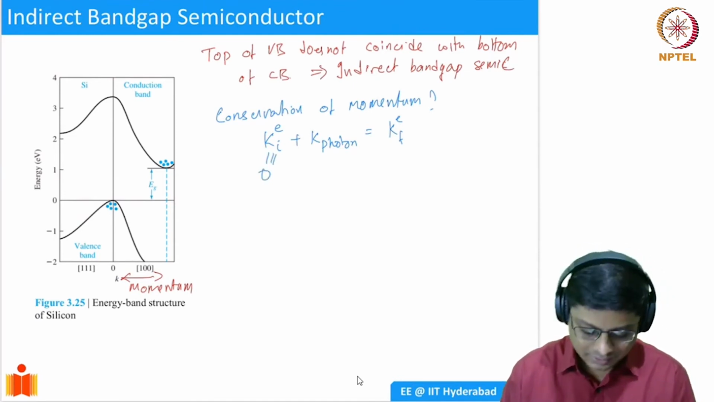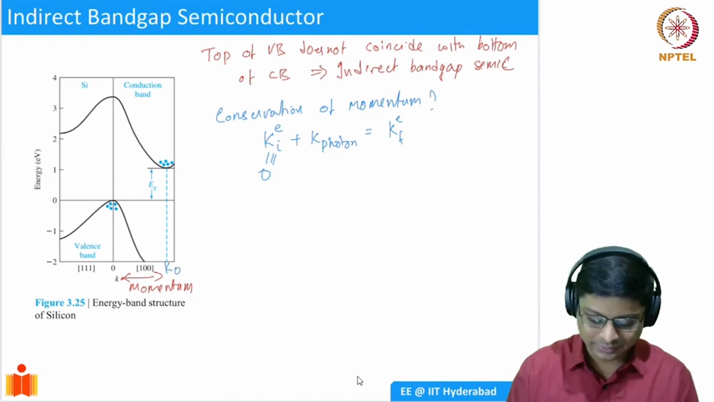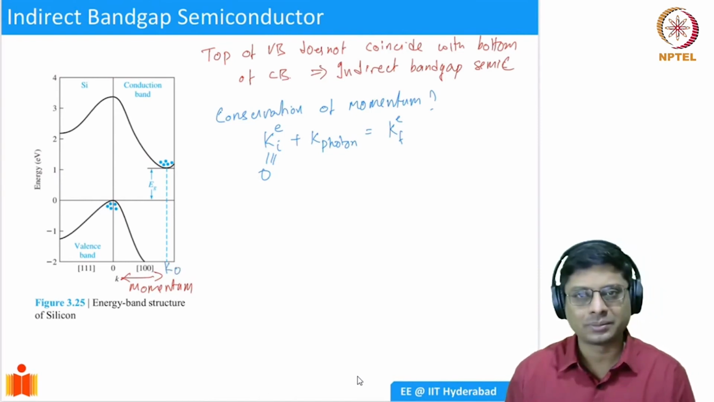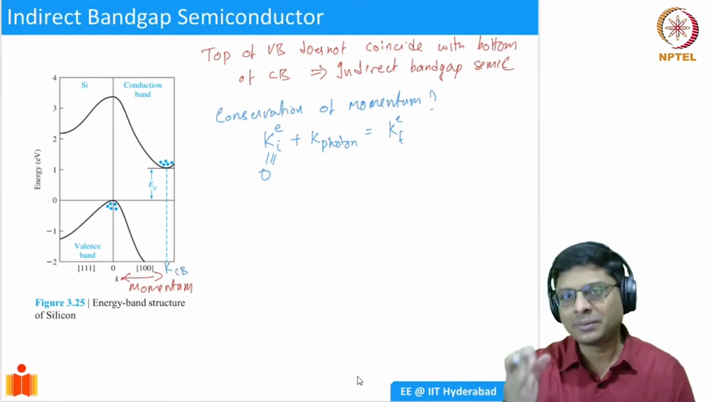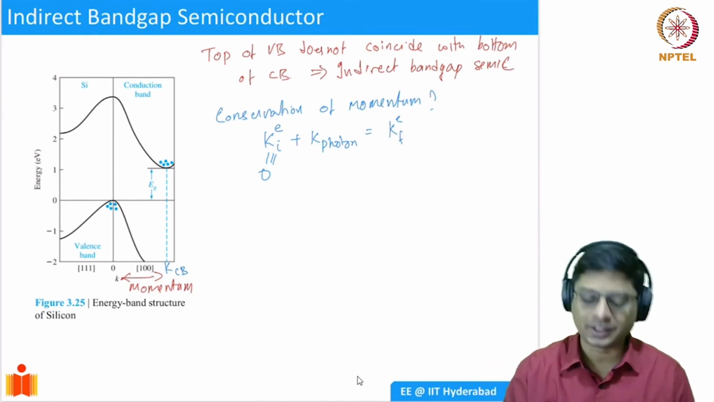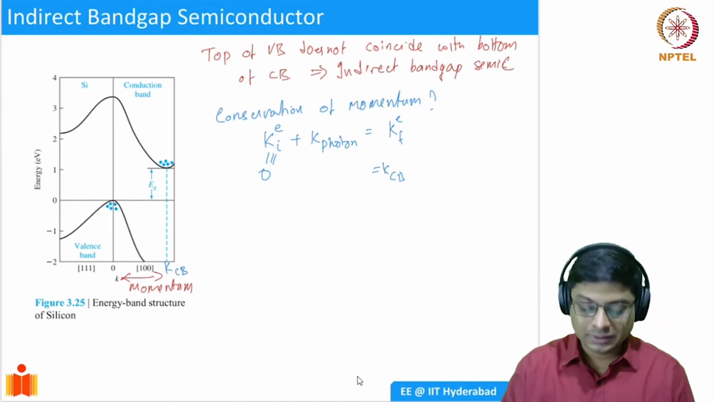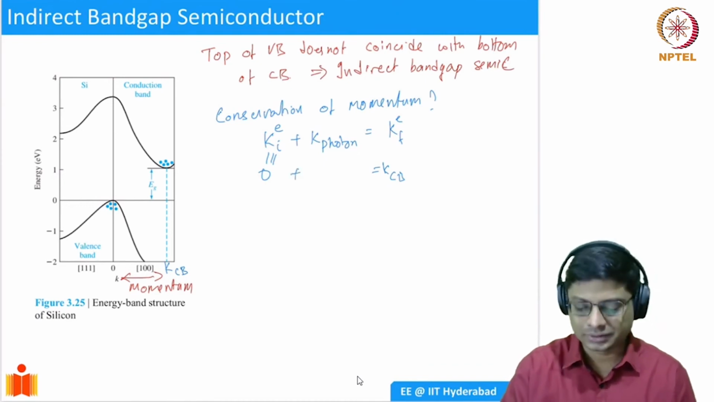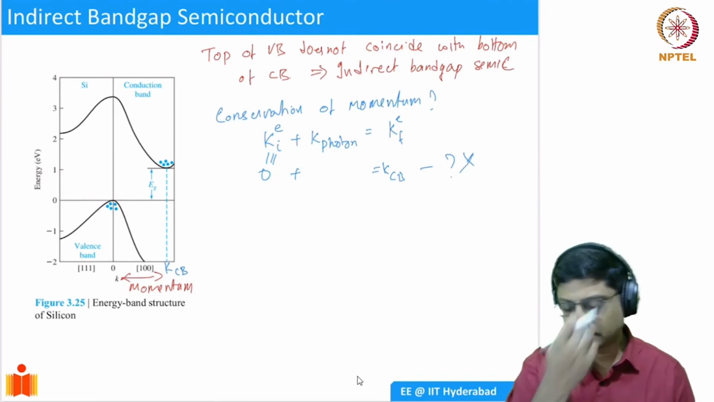And K final, let us say this is K naught, just for reference. So the bottom of the conduction band, or KCB, we'll call it. KCB means basically the momentum at which the minimum of the conduction band occurs. So this is KCB. Now, will this relation be satisfied or not? How do we decide that?